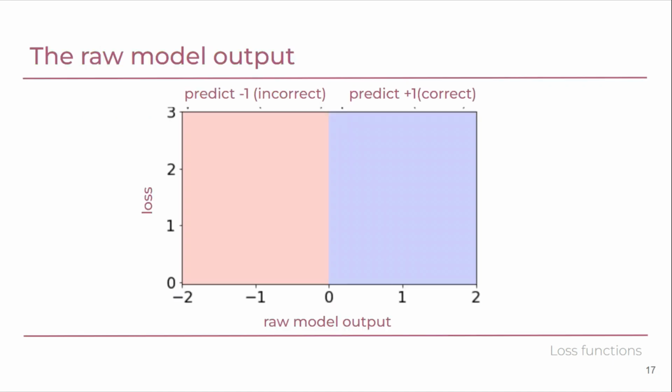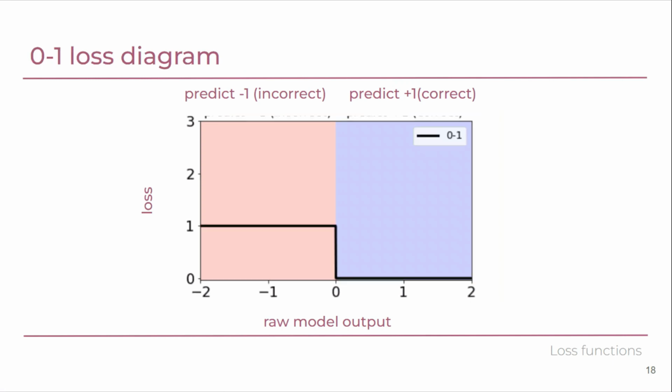Hang in there. We want to draw loss functions, so let's set up a plot with loss on the vertical axis. On the horizontal axis we'll plot the raw model output. Since we predict using the sign of the raw model output, the plot is divided into two halves. In the left half we predict the one class, call it -1, and in the right half we predict the other class, call it +1. For concreteness, let's focus on a training example in class +1. Then, the right half represents correct predictions and the left half represents incorrect predictions.